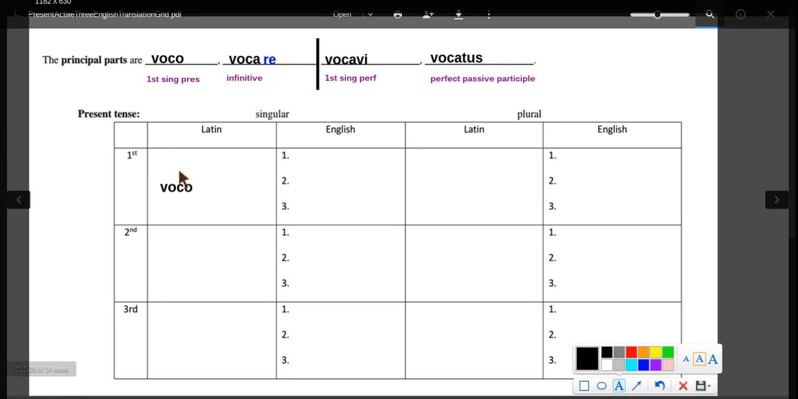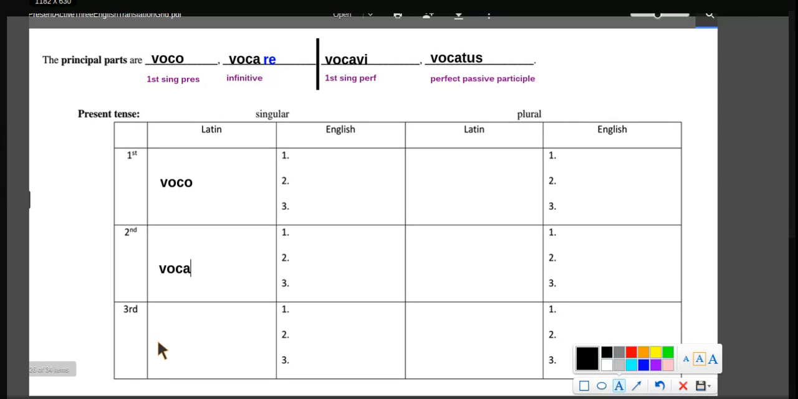Now, once you are outside of your first singular, you have to go to your second principal part, and to get what we call the present stem of a verb, you take off the re ending. This is your infinitive ending. To get the present stem of any verb, you go to your second principal part and take off that re, and you will have your present stem. So your present stem of voco, vocare is voca.